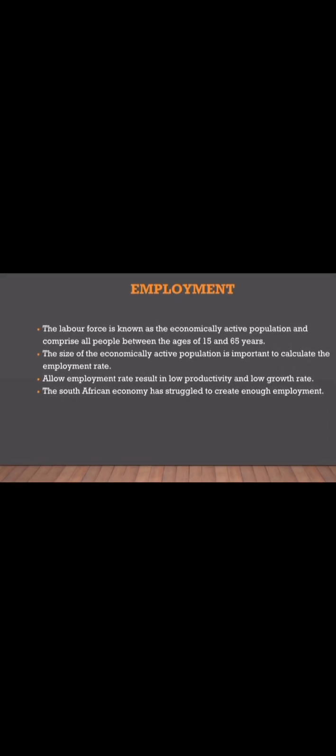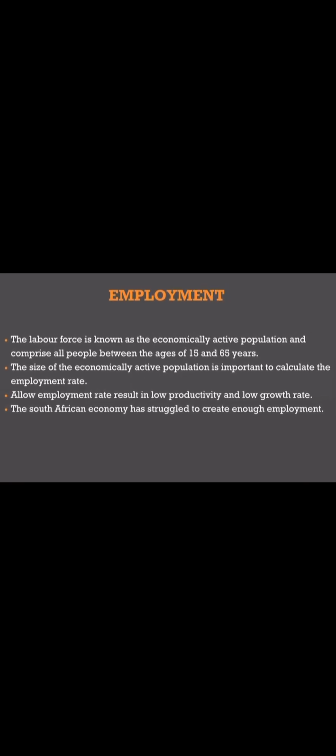So the second particular indicator will be employment. The labor force is known as the economically active population, basically those who are able to work, from 15 to 65 years. So now we have to measure how many are working. The size of the economically active population is important to calculate the employment rate. So we need to know what our employment rate is. Currently we are far behind because there are few people working, which is not the case of a growing economy. If there is a low number of people working, it means there will be low levels of economic growth.